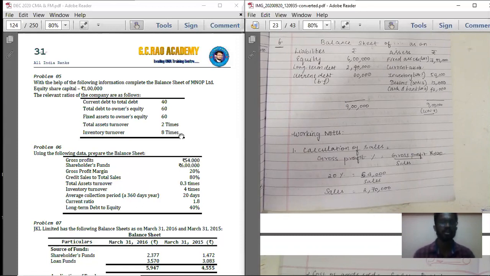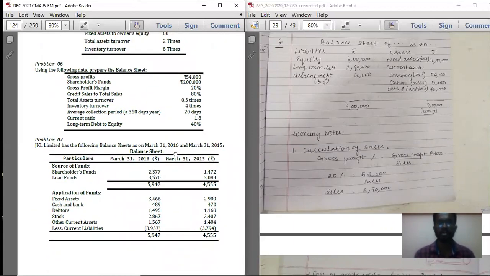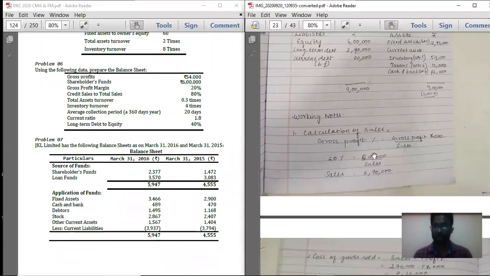With this we have completed problem number 5. Next we will move on to problem number 6. Using the following data, prepare the balance sheet. That is all the different data they have given. Gross profit 54,000. Shareholders fund 6 lakh, that is, equity shareholders fund is 6 lakh.